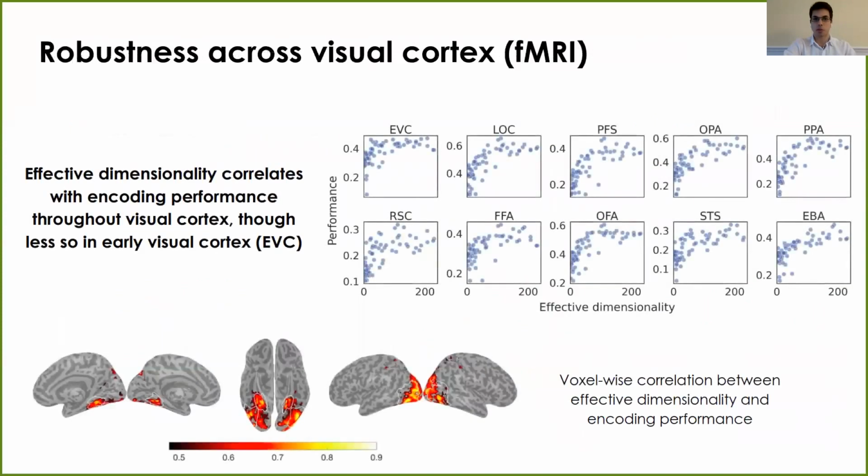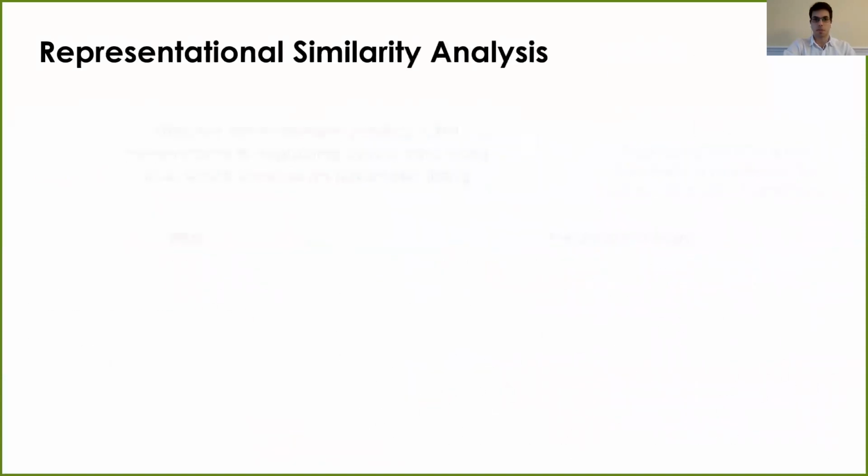So what actually happens when we break up our fMRI results by region or by voxel? Well, what we end up seeing is very similar trends, with the lowest correlation, though, in early visual cortex. What we can conclude is that the relationship between effective dimensionality and encoding performance is remarkably robust throughout visual cortex, though perhaps less strong in low-level regions.